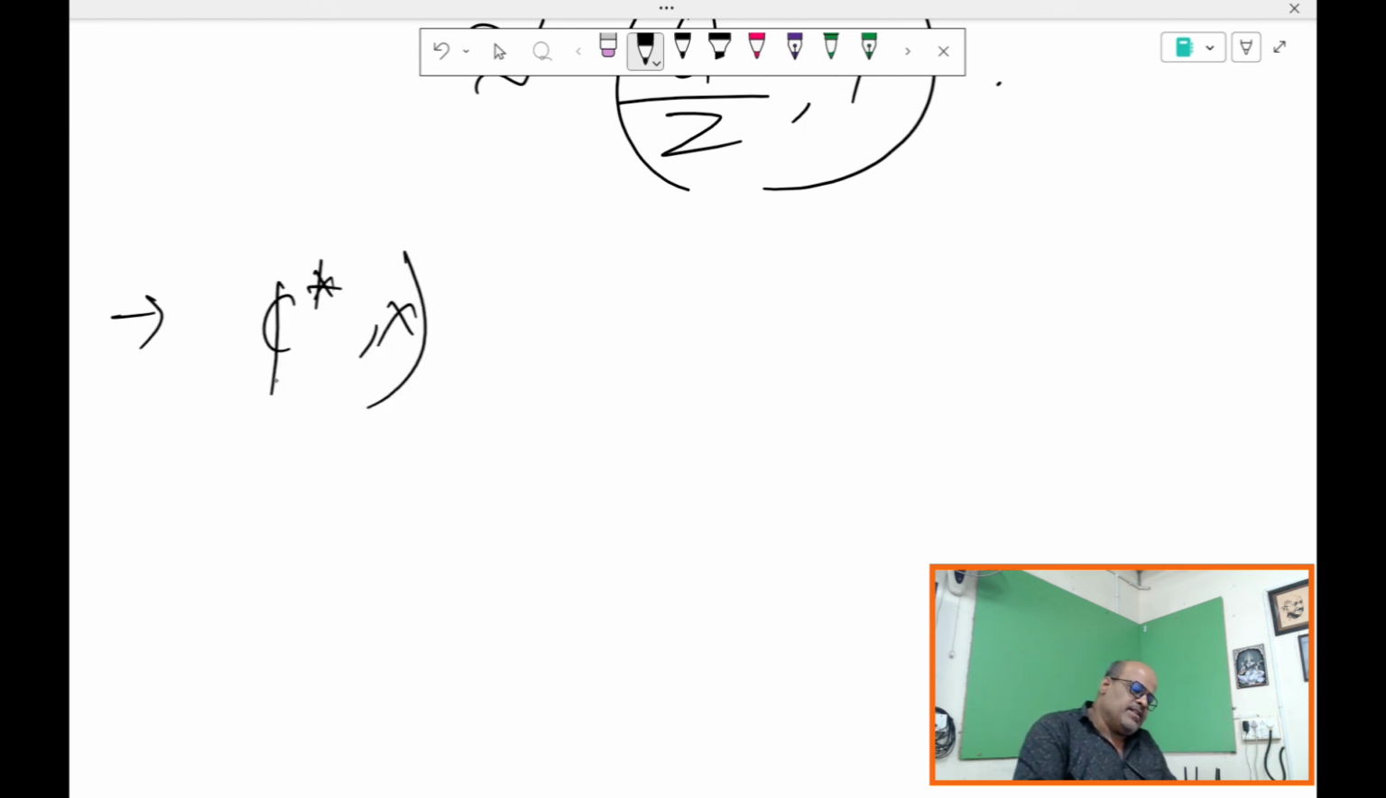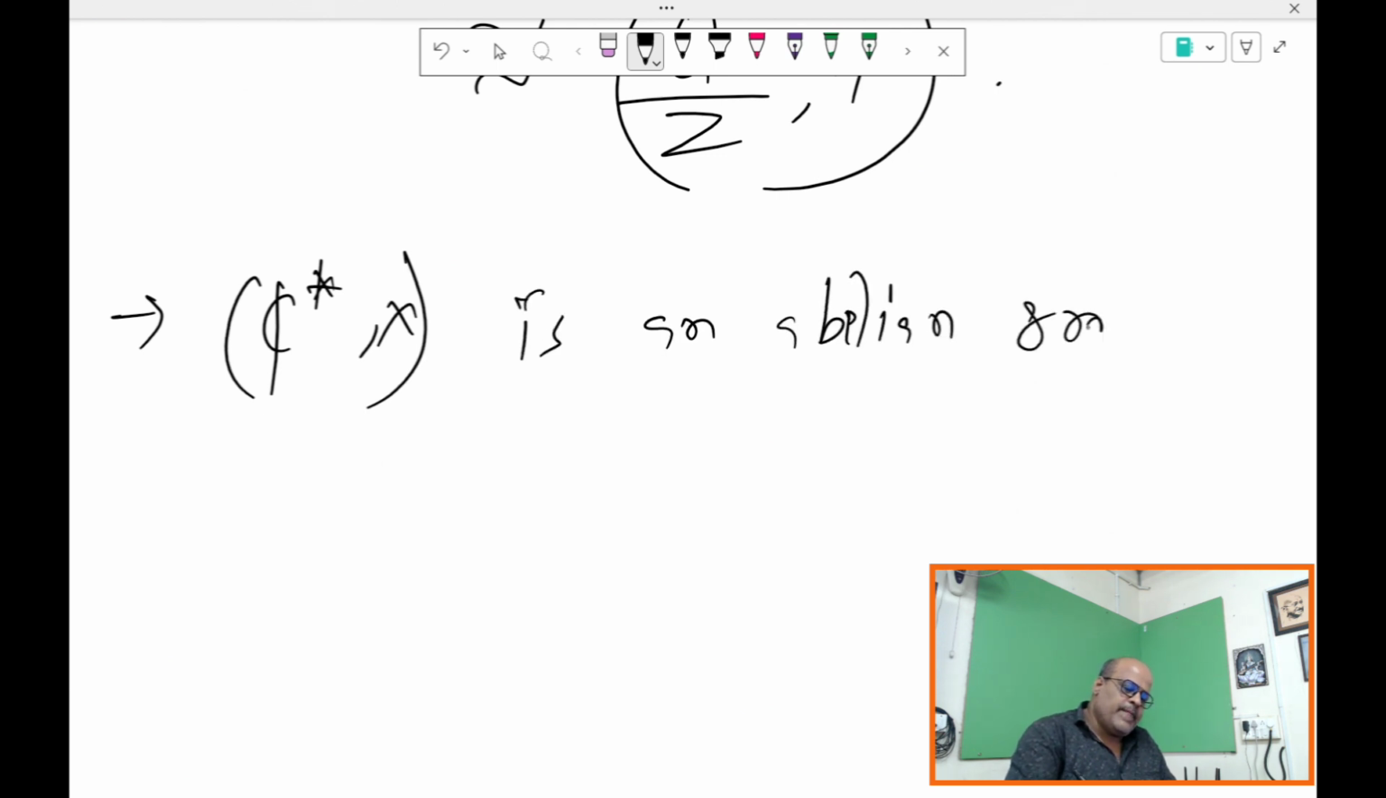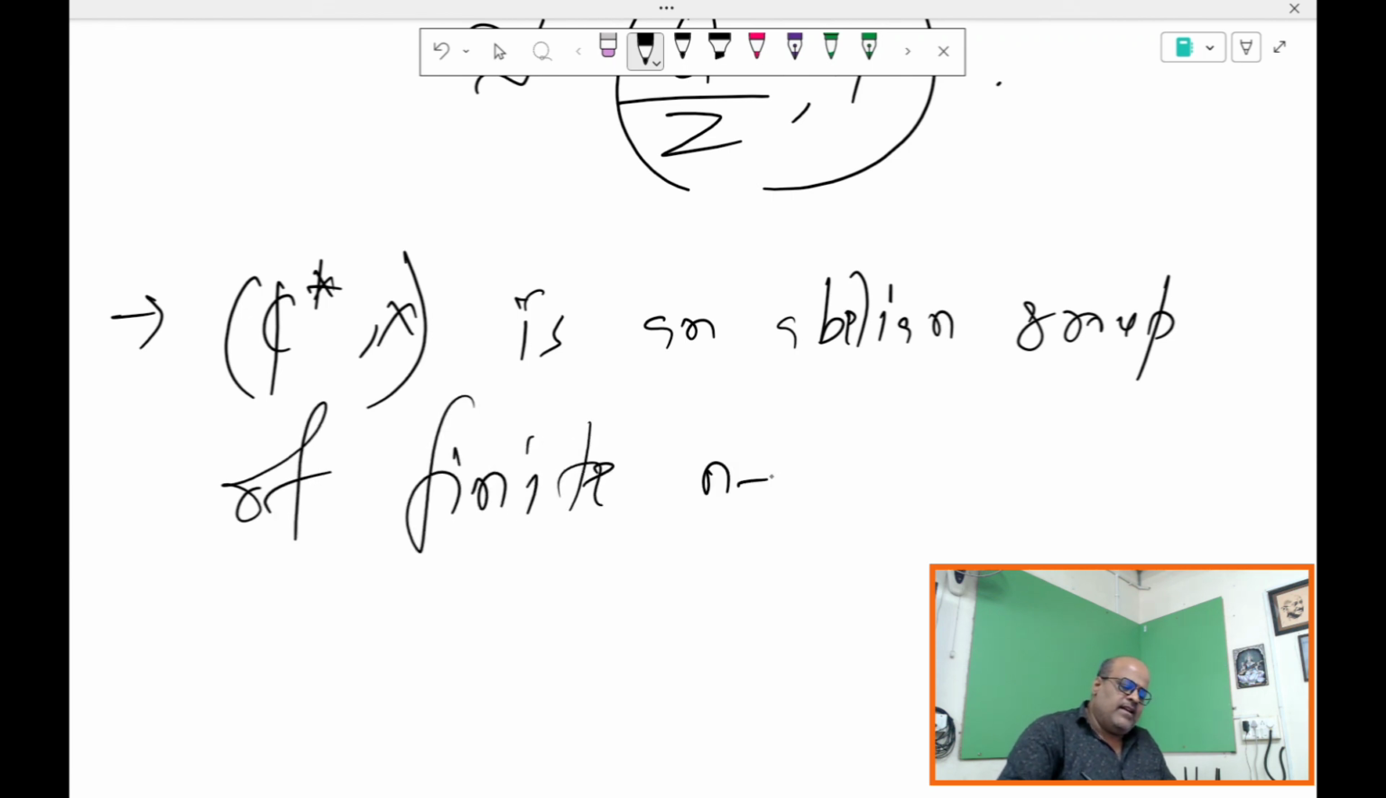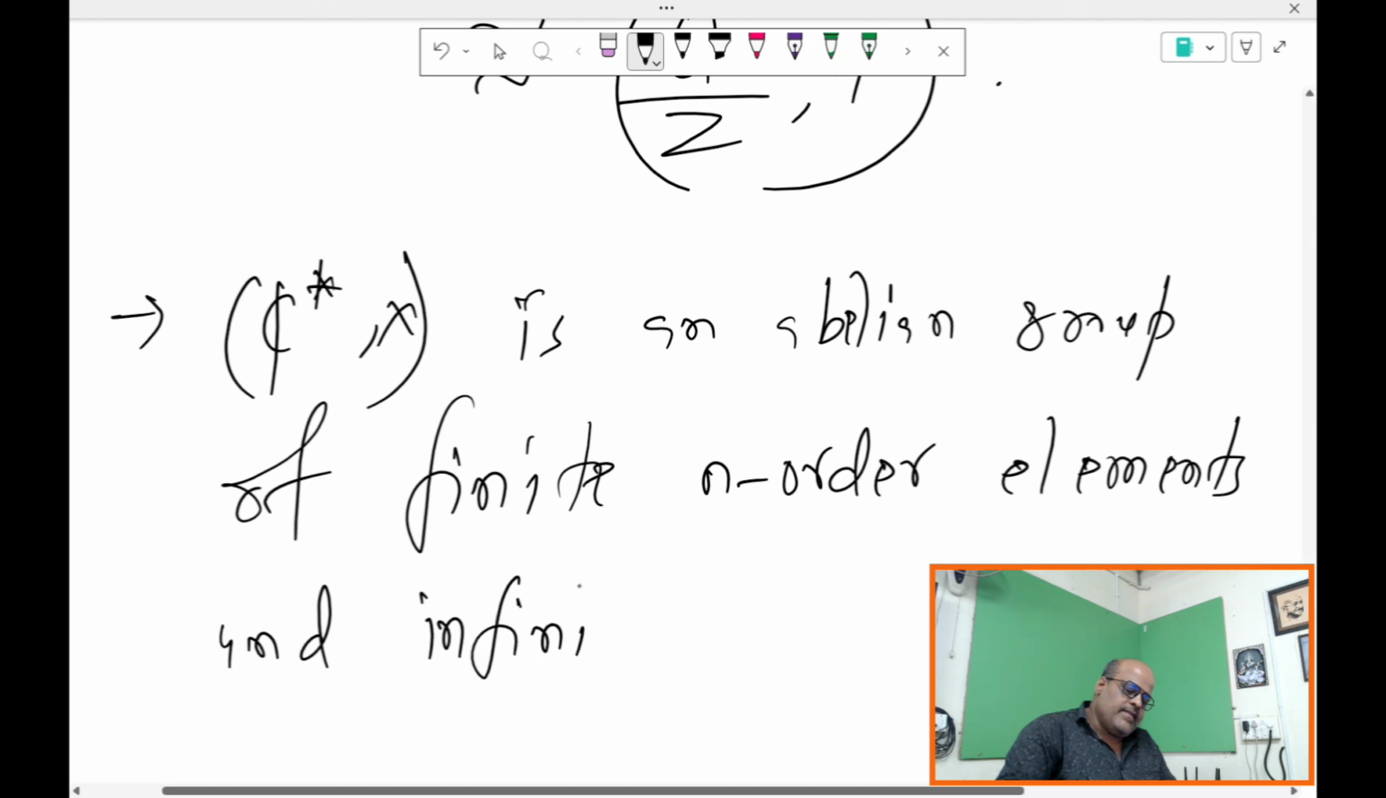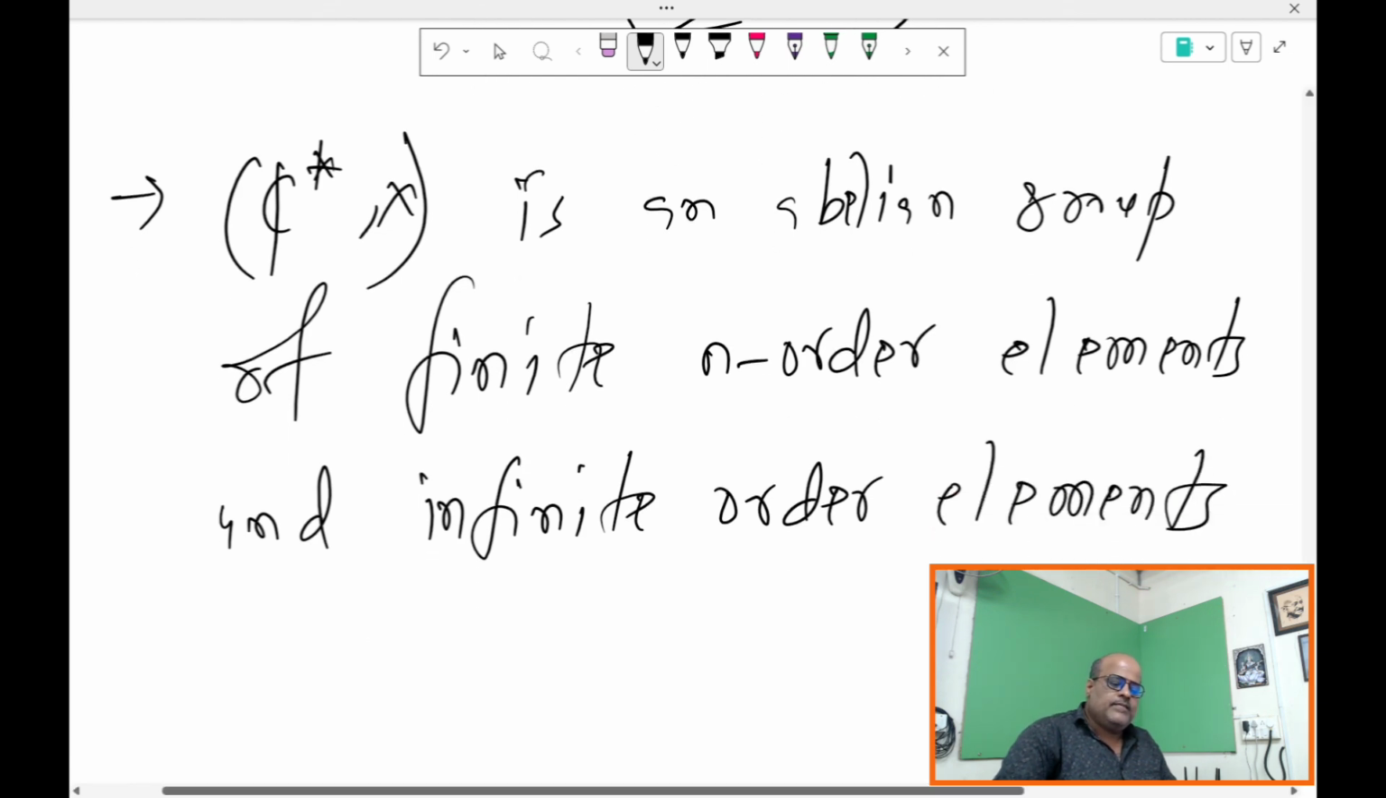C star under multiplication is an abelian group, with finite n order elements, finite nth roots of unity, right? And infinite order elements, both exist. Correct.